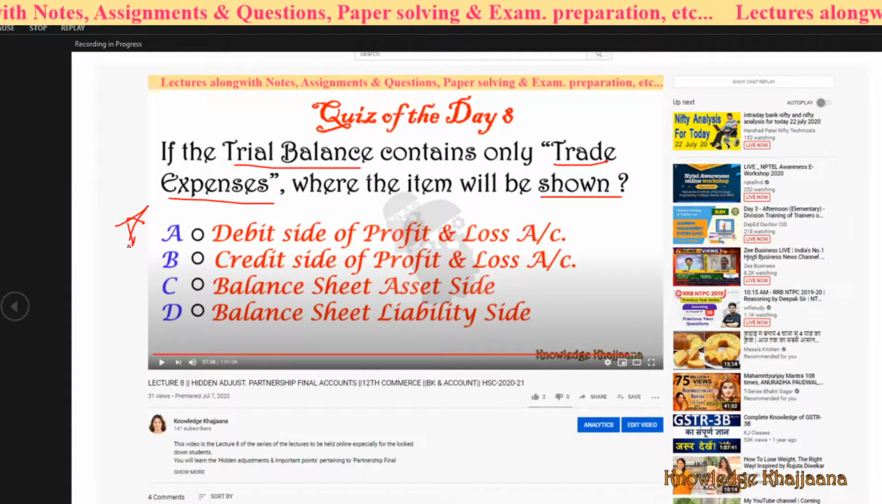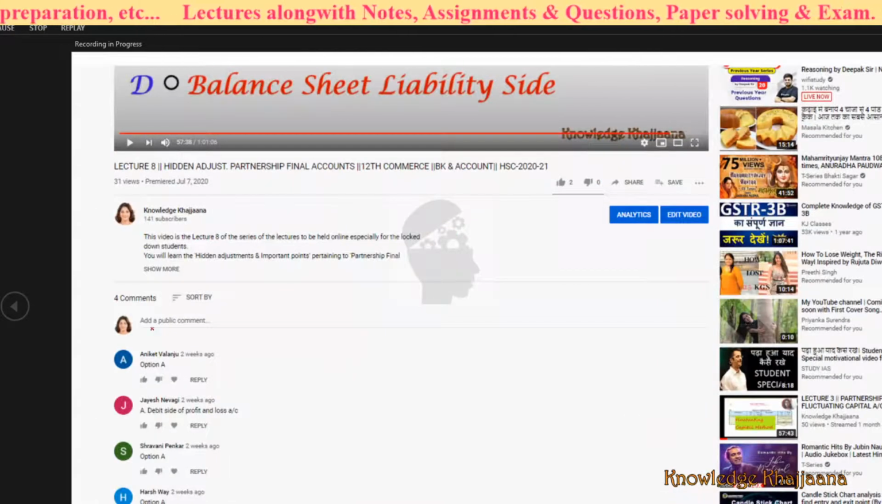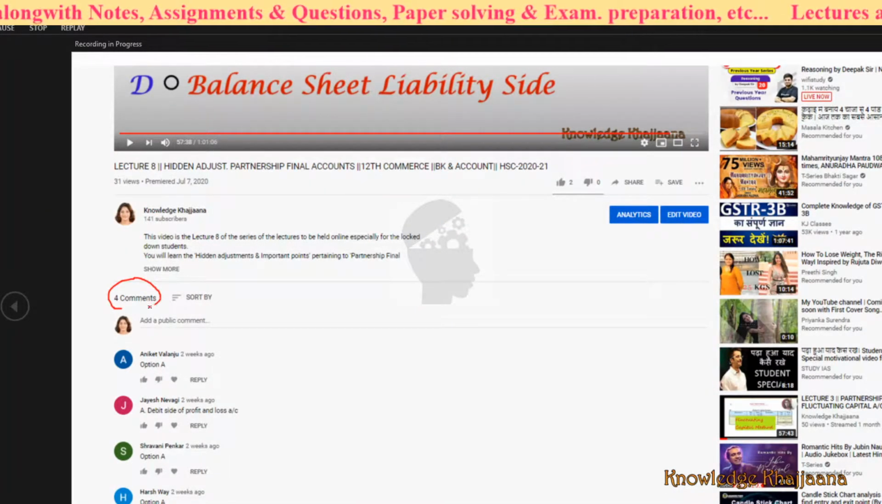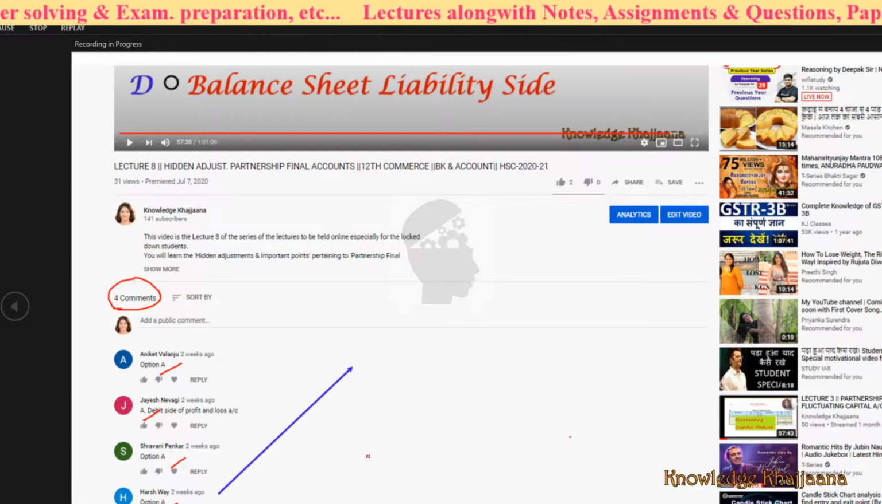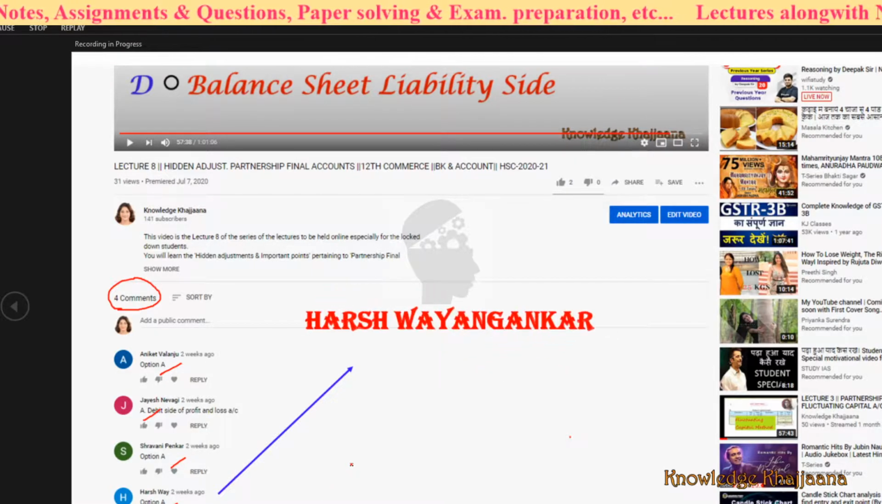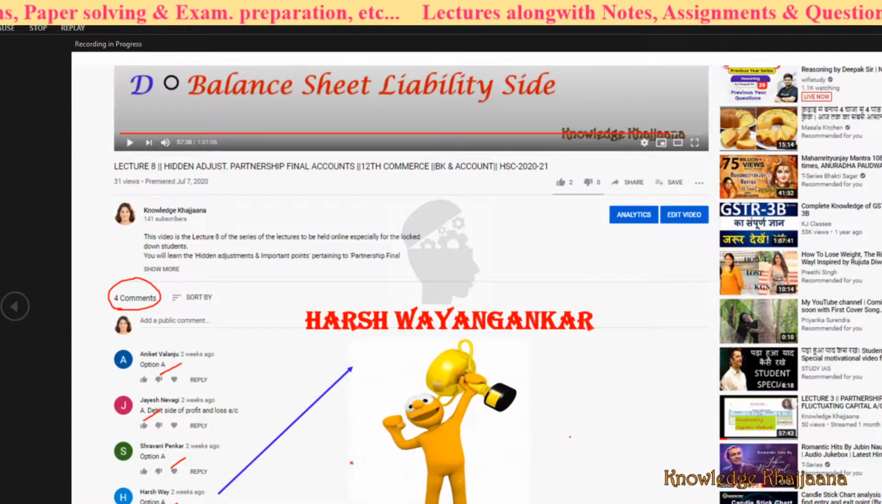Now let's see how many students have given the correct answer. Very good. 4 students have given the correct answer. 4 comments are there: Harsh option A, Shawnee option A, Miss Nevgi option A, Aniket Varanzo option A. Very good. All of the 4 students have given the correct answer. Now let's see who solved it first. Very good, it's Harsh. Harsh is the student who has solved it first.